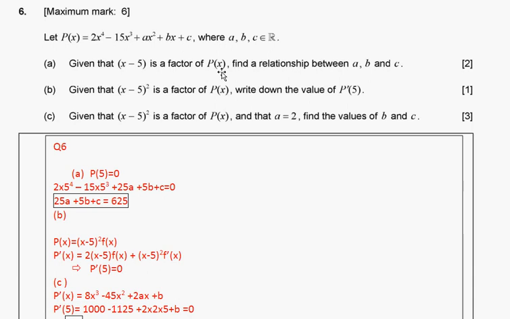B. Given that x minus 5 squared is a factor, write down the value of the first derivative at 5. So if it is a factor, we can express our function in this form, and when we differentiate by parts, we will get this expression. At x equals 5, this expression becomes 0. So the answer is 0. C. Given that x minus 5 squared is a factor of p and a equals 2, find the values b and c.